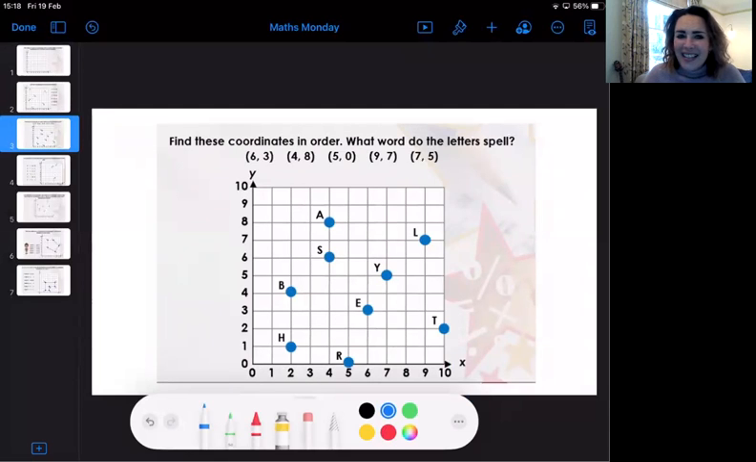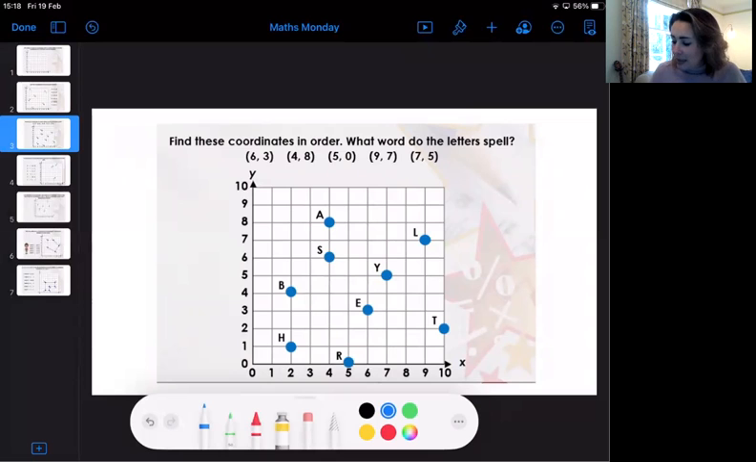Let's have a look at the next activity. It says find these coordinates in order, and what word do the letters spell? So you're going to have a look, and the first job you're going to find is 6, 3 to find out what letter that is pointing you towards.